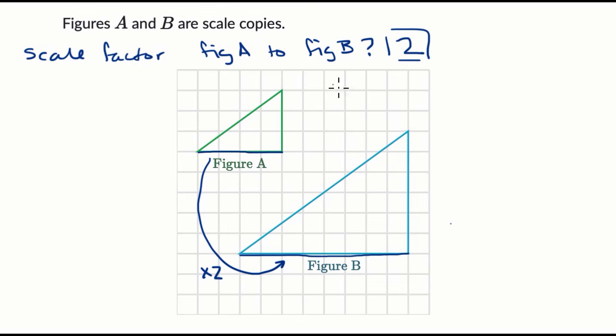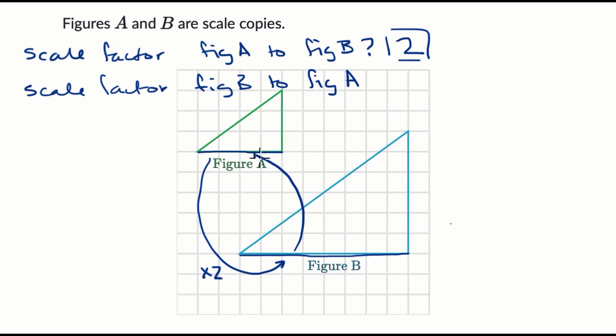Now, what if we were to do it the other way around? What would be the scale factor from figure B to figure A? Well, if we multiply by 2 to get to figure B, a corresponding side, if I'm starting with figure B and I want to get to figure A, I would multiply by the reciprocal of 2. I would multiply by 1/2. I would take this 8 and multiply by 1/2 to get to that 4. So this is going to be equal to 1/2, the reciprocal of 2.